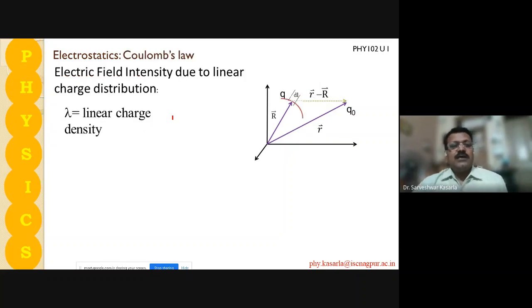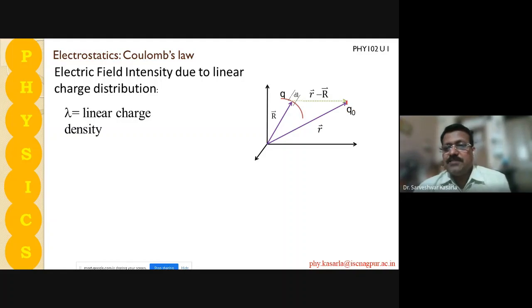Yes, we continue to find the electric intensity due to linear charge distribution. So this is the linear charge distribution. Charge is not a point charge. Now this charge is distributed along this line. This red colored line, we can say it is the uniform distribution of charge along a single curve. Okay. Now let us define a linear charge density. Lambda is the linear charge density. Linear charge density means charge per unit length, because this charge is distributed along the length.